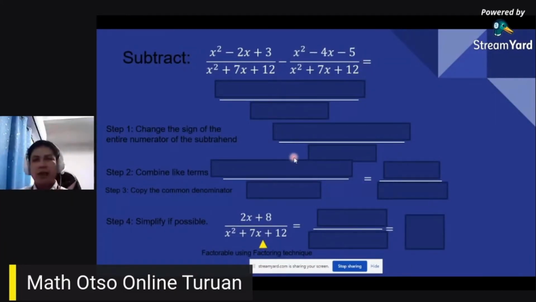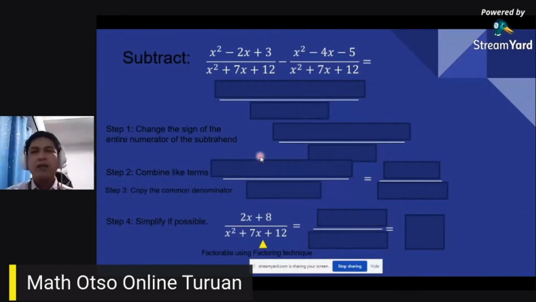Right? It is a trinomial over a trinomial. So it is a bit complicated, but it is easy. Let us look at it step by step. Follow me. Okay? So, given x squared minus 2x plus 3 all over x squared plus 7x plus 12 minus x squared minus 4x minus 5 all over x squared plus 7x plus 12. Sir, that is hard. Just follow the steps. Okay?